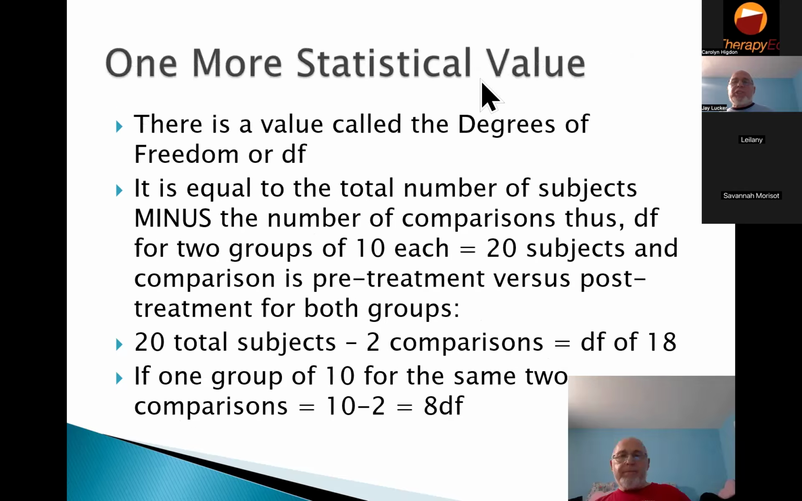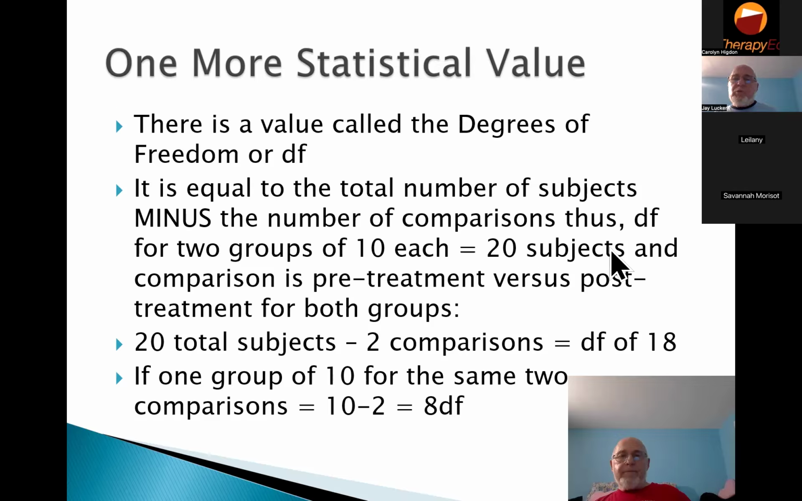Okay. One more statistical value is degrees of freedom. There may be questions about this, but this is how it's figured out. You take the number of subjects in your study. If you have two groups of 10 subjects each, that's 20 subjects. If you have two groups of 5 subjects each, that's 10 subjects. You got it? If you have one group of 20 subjects, it's 20. If you have one group with 6 subjects, it's only 6. If you have 3 groups with 5 each, it's 15. So please remember that, okay?